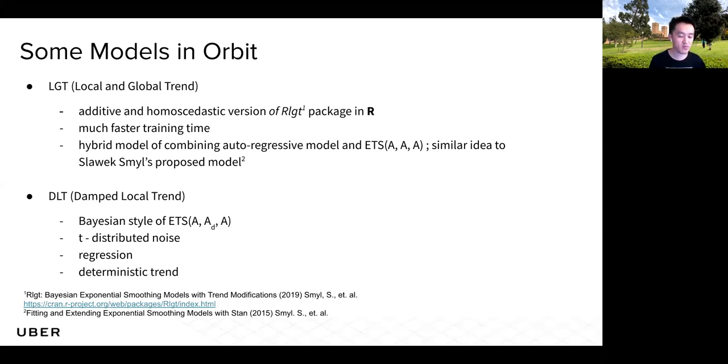And then we have a more classical model called DLT, which stands for the damped local trend model. This is basically a Bayesian implementation of the ETS triple-adaptive model with a damped trend. Some noticeable changes here are that, instead of normally distributed noise, we introduced t-distributed noise to make it more robust to outliers. We also provide a regression component, and we have a deterministic trend option, so that people can do a detrend process together with the parameter estimation. Next.